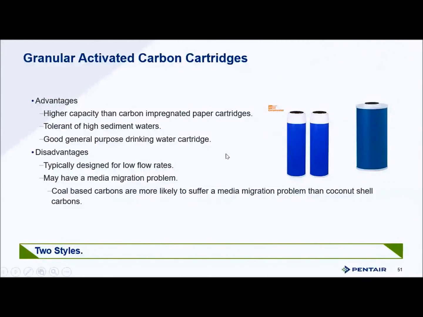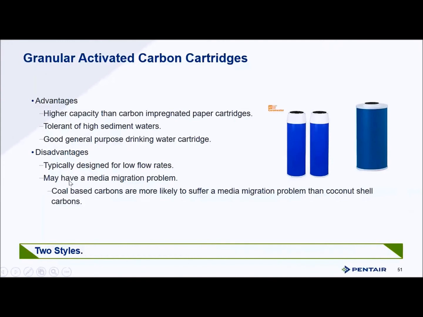Now, GAC cartridges, there's two kinds. There's axial flow and radial flow. If you see a design like this, this is axial flow. The water's flowing down the cartridge and out the bottom. This is great. It has greater capacity than paper impregnated cellulose cartridges, tolerant of high sediment waters. Why? They're loose filters. This is a good general drinking water taste and odor improvement filter. Low flow rates with these cartridges and may have media migration issues with particulate coming off of them.